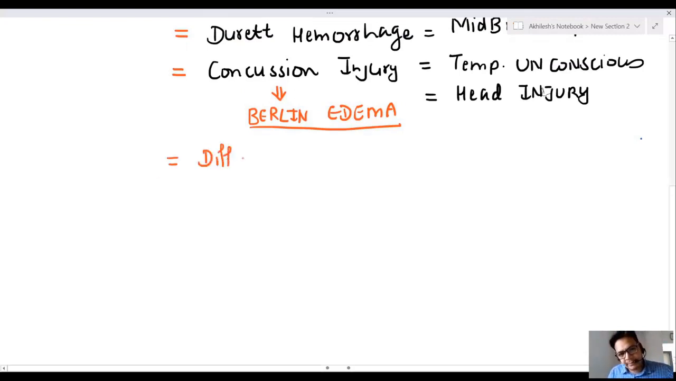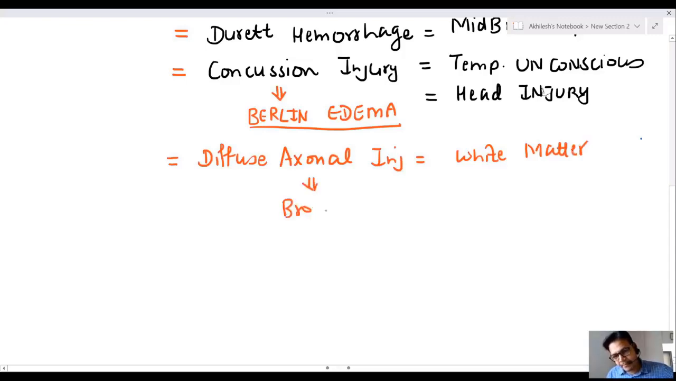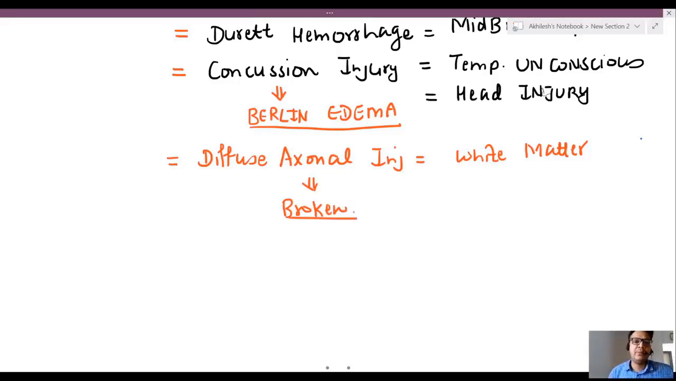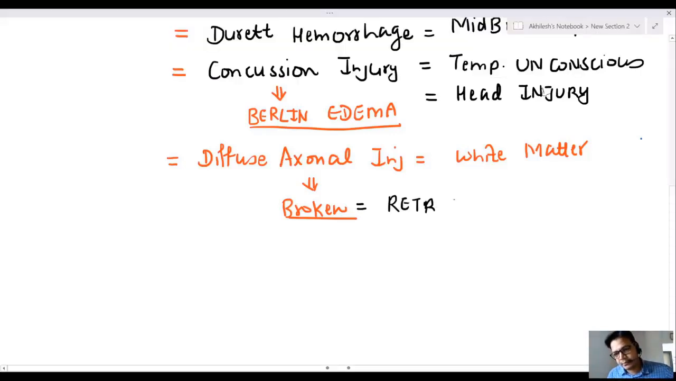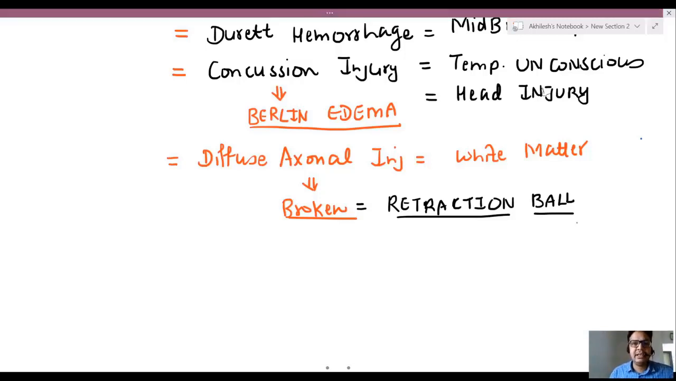Diffuse axonal injury. Sir, this is an injury of the white matter of the brain. Here axons are broken and they form a ball, which is known as a retraction ball. This injury is diffuse axonal injury, where axons are broken.